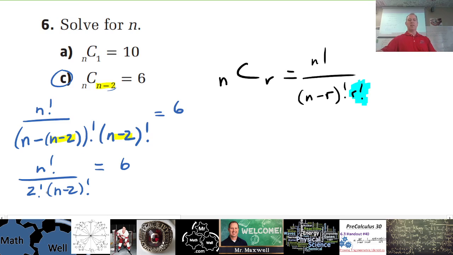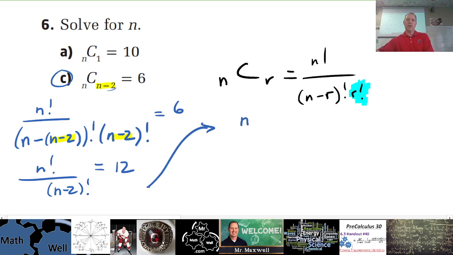So what happens next then? This 2 factorial is just 2 times 1, right? So this is like divided by 2. So I could multiply both sides by 2 and get rid of this, which would make this 6 a 12. You okay with that? Okay, so we got a 2 in the denominator here. Let's multiply both sides by 2.